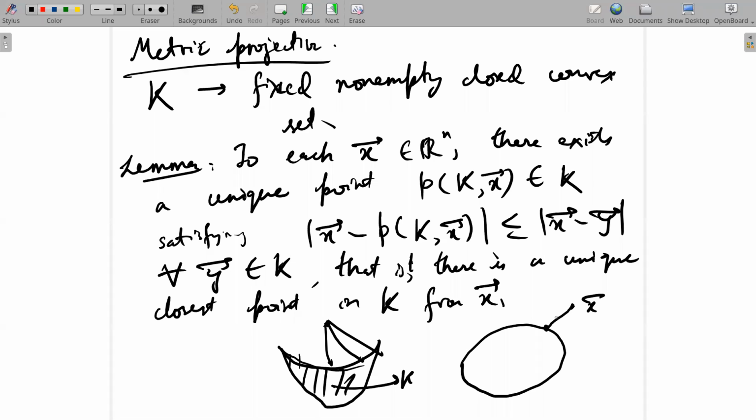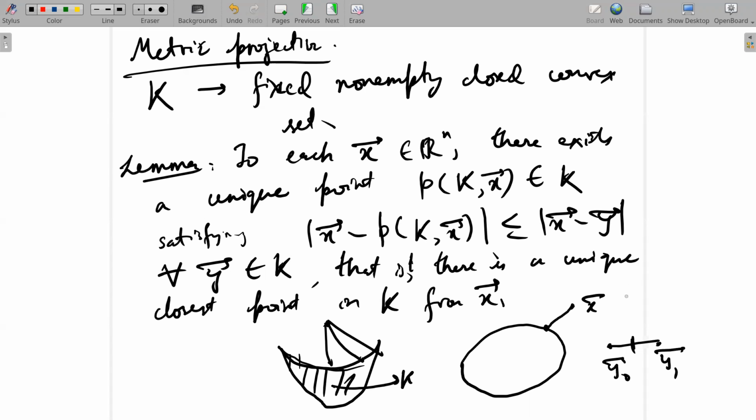Yeah, essentially the proof will proceed that way, but how do you build that contradiction? Do you have an idea? Let's say that there are two points which are closest to x, and those two points lie in the convex set. So their middle point should also lie in the convex set. Right, exactly. And so that should be even closer.